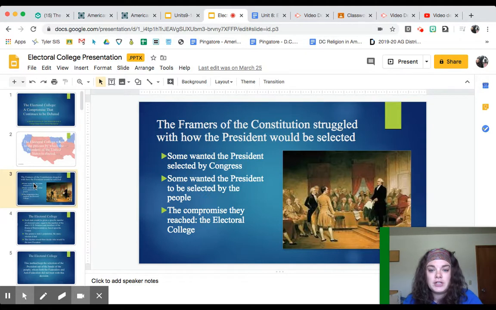Some delegates at the convention wanted Congress to decide who the president would be. Others wanted the people alone to vote for the president. So that would be the popular vote. So the compromise, yet again, another compromise, was this process of the Electoral College, which attempts to bridge both of those ideas. There's some governmental selection of the president, and there's some people voting for the president. So we'll talk in the following slides a little bit more about how that works.